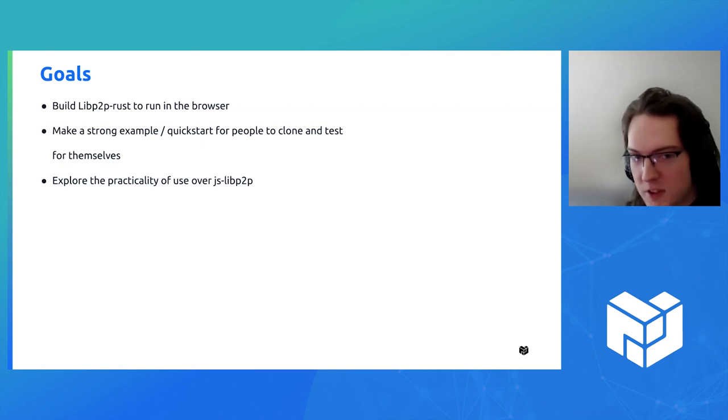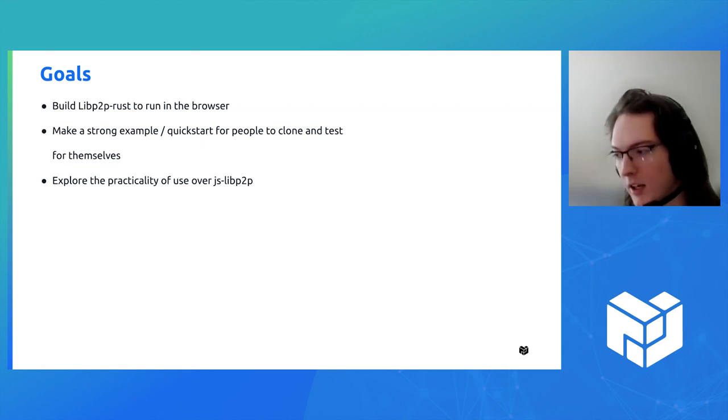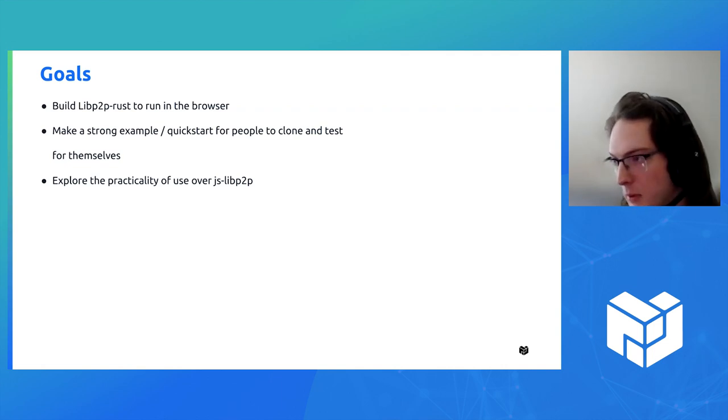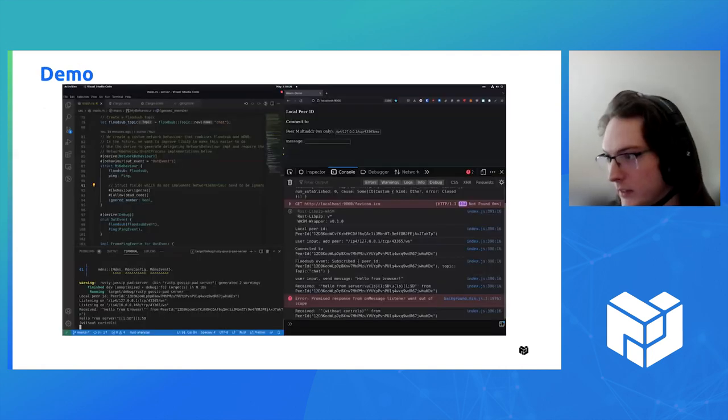The whole goal was just to get a good example made. It's already been done before, we just don't have any good examples for people to quick start for themselves. And then it was also to explore the practicality of Rust-libp2p versus JS-libp2p inside the browser. I can do a demo.